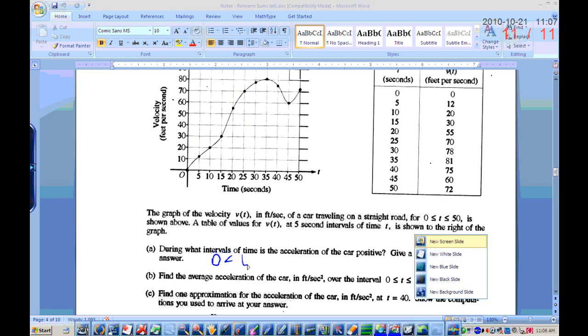Between 0 and 35. Yes, you may write it as an interval. Actually, I kind of like that better. Where else is the acceleration positive? Okay, 45 to 50. Now, it says justify your answer or give a reason for your answer. I have to give my reason in terms of what they gave me. Okay, but it's not f of x that's increasing. What did they name it? Good. The justification is because v of t is increasing.